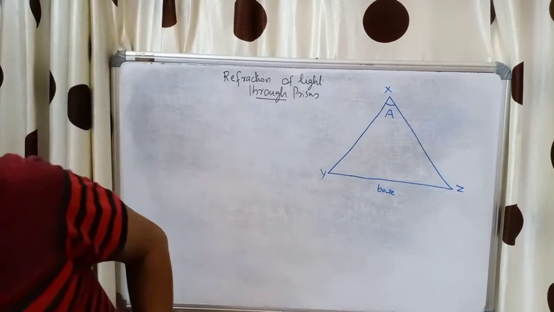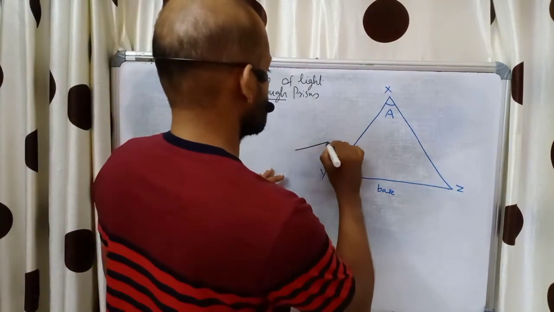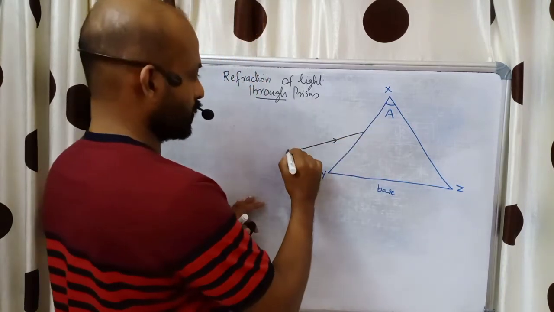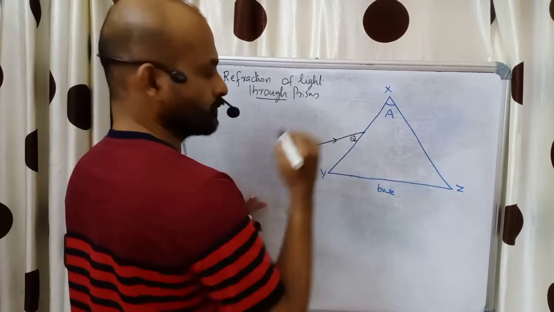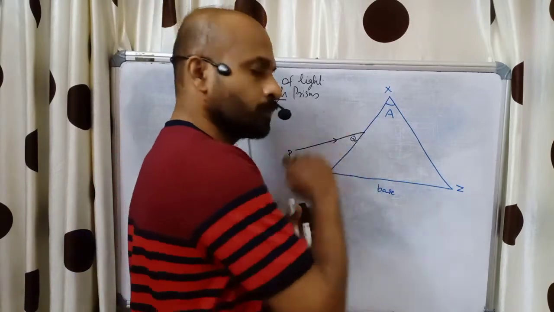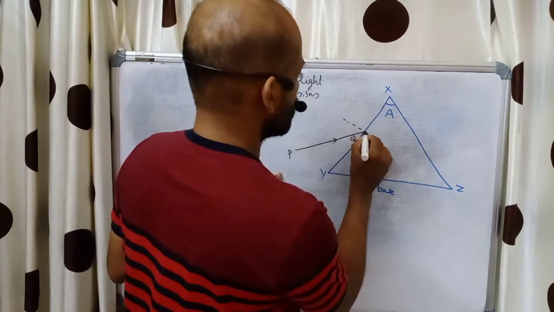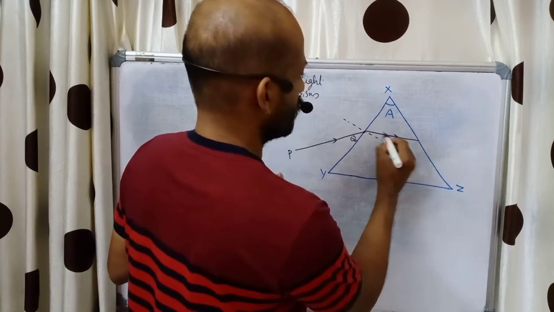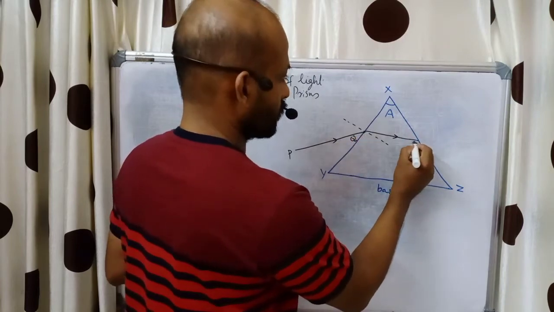Now we will consider a ray of light incident on the face XY. This is an incident ray of light. Let us mark the incident ray as PQ. PQ is the incident ray of light. This light ray will undergo refraction. So it will enter inside the prism and undergo refraction. We know that the light ray undergoes refraction towards the normal. So this is a refracted ray of light. This refracted ray can be marked as QR. QR is a refracted ray.